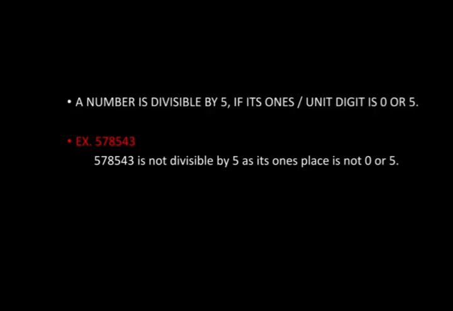So when we are checking the divisibility rule also, in ones place, the number should have 5 or 0. If the number is having 5 or 0 in ones place, then only the number is divisible by 5. But in this given number, the ones place is 3. So what we can say? This given number is not divisible by 5. A number is divisible by 5 if its ones or unit digit is 0 or 5. This is divisibility rule of 5.